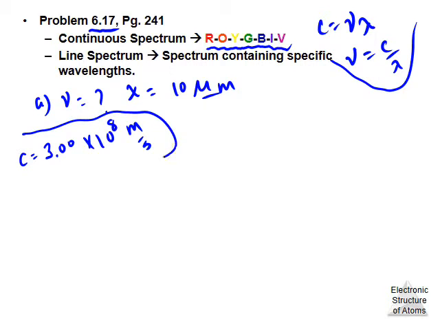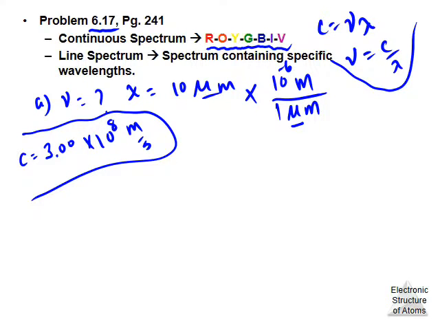Let's have a line here. So 10 micrometer, I'm going to change it to meter. Micrometer to meter, 1 micrometer. Now remember, micro, then put down 10 to the negative 6. So that's going to be the conversion. It should read like this: micrometer, 10 to the negative 6 meter.